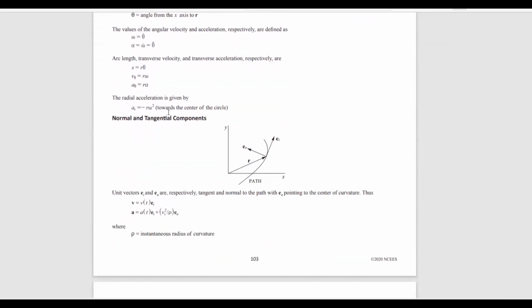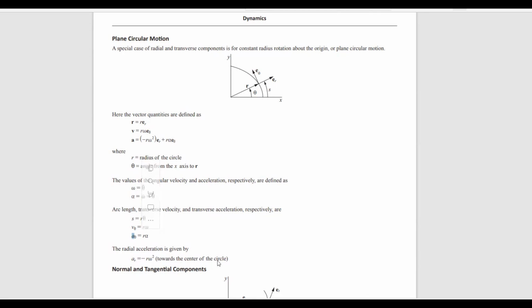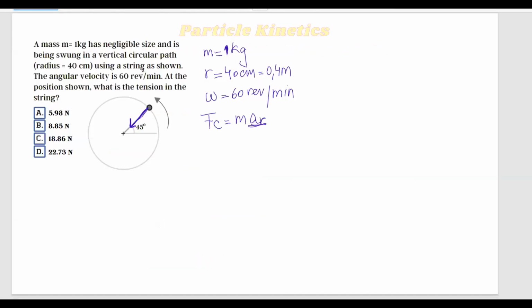There you go. We have acceleration towards the center of the circle is AR, which is R omega squared. So this is also going to be equal to M R omega squared. The centripetal force in this case is given by the tension in the string. So this is tension and it's pulling towards the center.